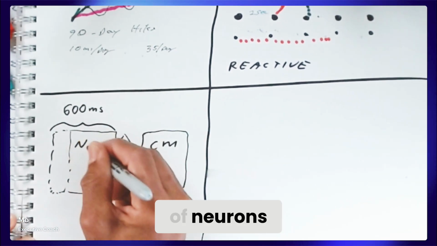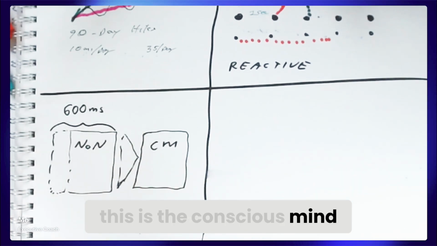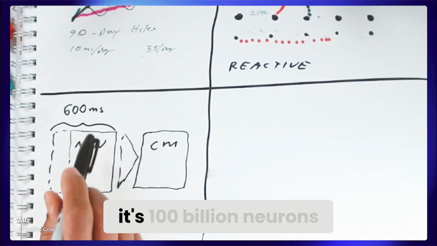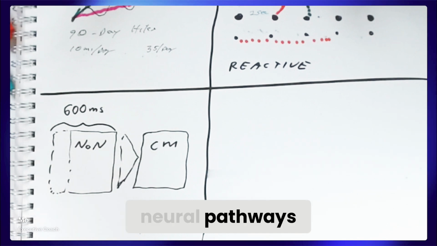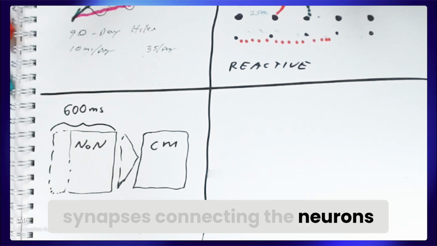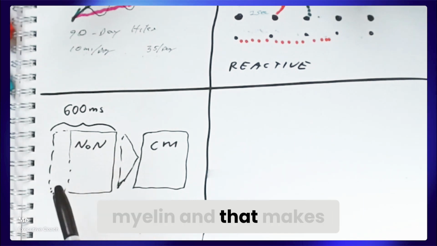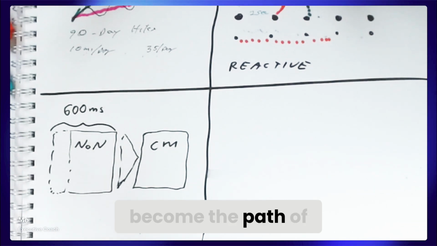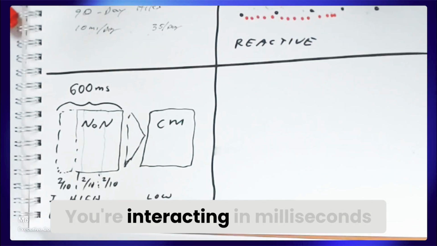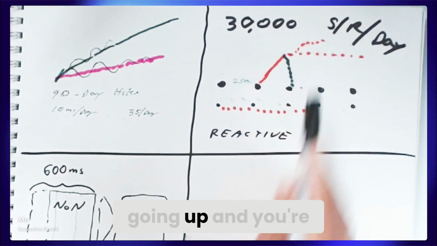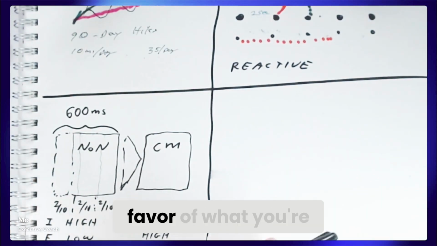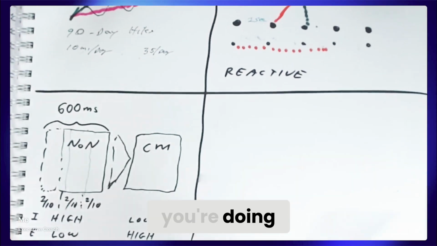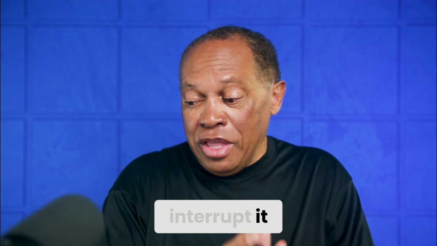And then you have a handoff to the conscious mind. This is the network of neurons. This is the conscious mind. Network of neurons, physiological, 100 billion neurons, energy pulsing through those neural pathways, synapses connecting the neurons. Neurons get wrapped with myelin, and that makes them habits, and habits become the path of least resistance. You're interacting in milliseconds, so you're stopping some of this scaling that's going up, and you're putting the automaticity to work for you in favor of what you're doing. You have tools to interrupt it, and that's where it starts.